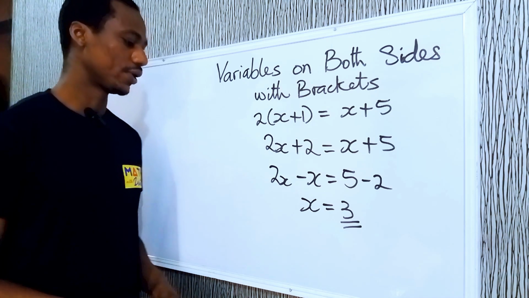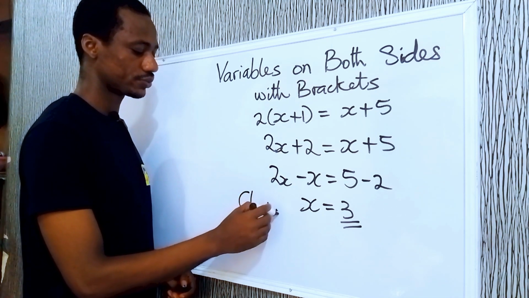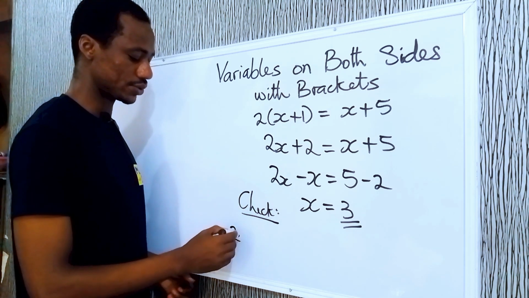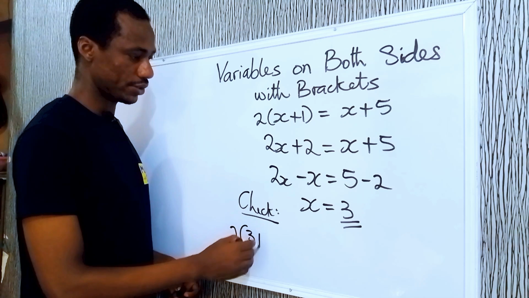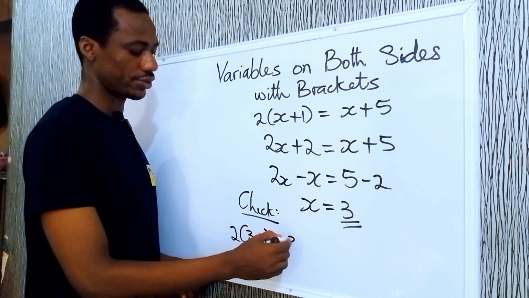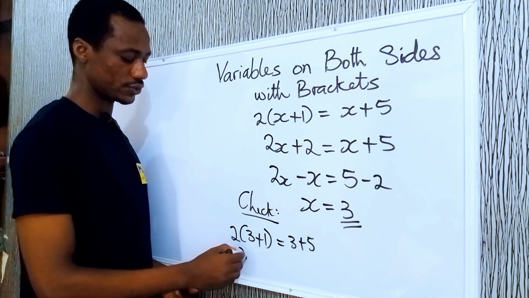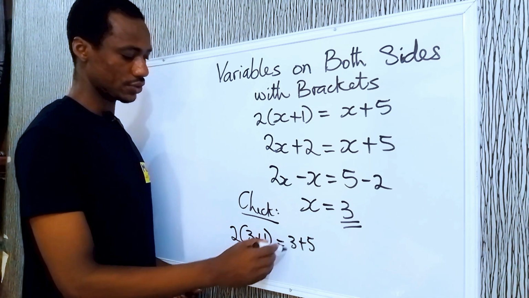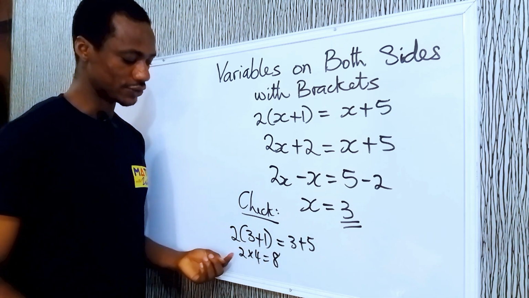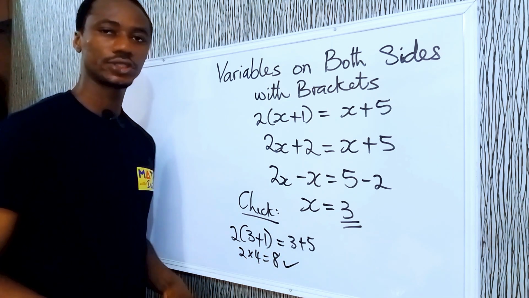Easy peasy, right? Okay, but we still need to do our check. We need to do our what? Check. All right, so let's put it back into the equation. We have 2 bracket 3 plus 1, since x is 3 now, right? And then that would be equal to 3 plus 5. So 3 plus 1 is 4, so that would be 2 times 4 equals 3 plus 5, 8. So let's check. 2 times 4, 8. That means we're correct. Checked.